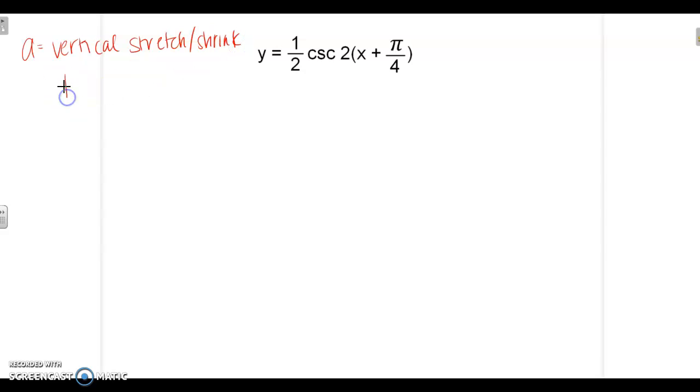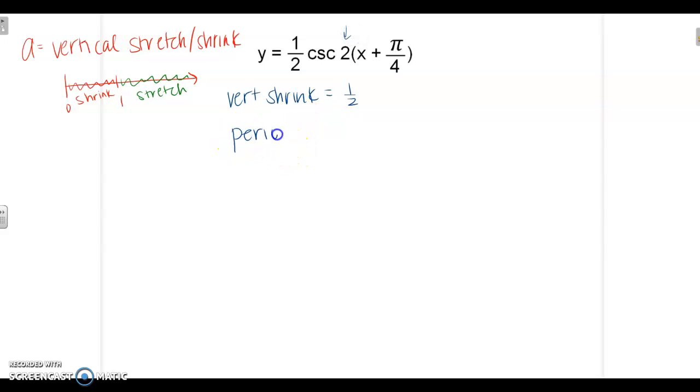Remember, if we're talking just positives, if that value is between 0 and 1, this is going to be a vertical shrink. And anything past 1, anything larger, that's going to be a vertical stretch. So in this case, some things I want to write down. This 1/2 for our A value, that means we're going to have a vertical shrink by a factor of 1/2. This 2, that's our B value, that's going to impact the period.